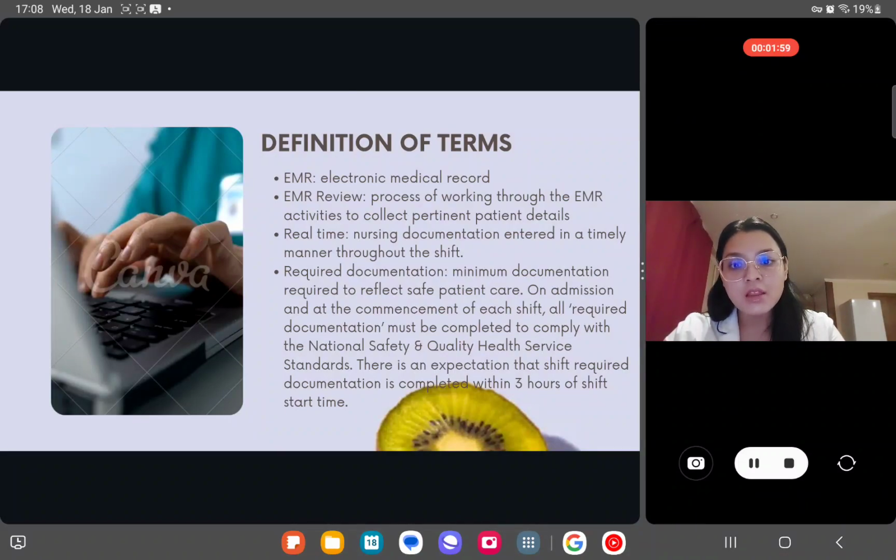On admission and at the commencement of each shift, all required documentation must be completed to comply with the National Safety and Quality Health Service standards. There is an expectation that shift required documentation is completed within 3 hours of shift start time.